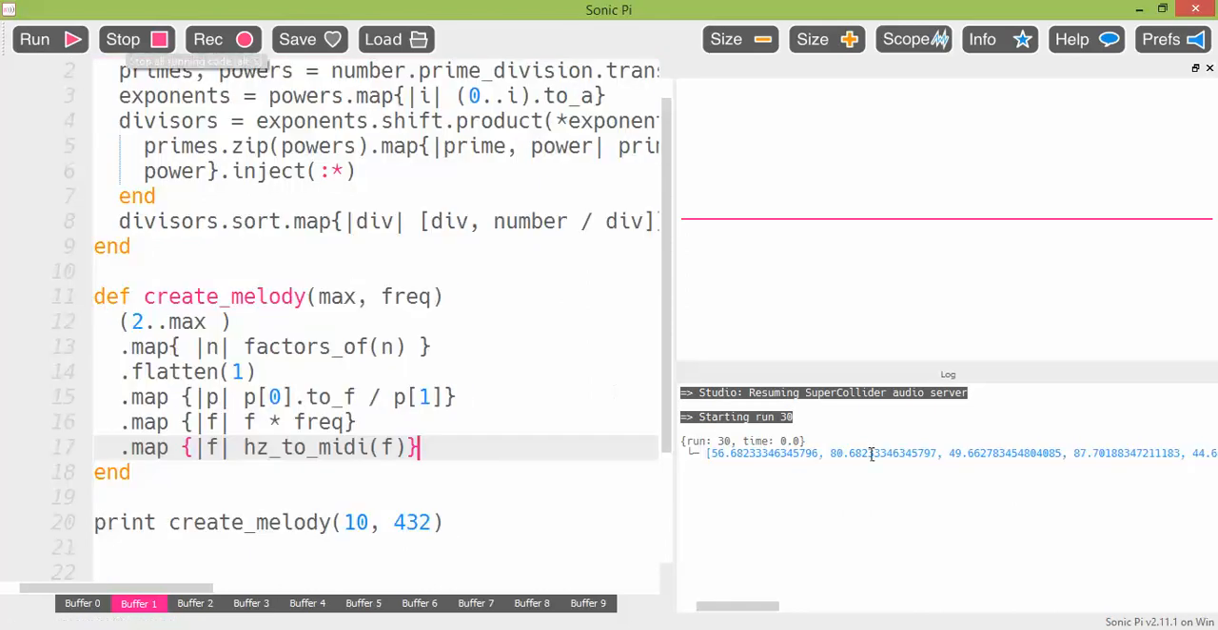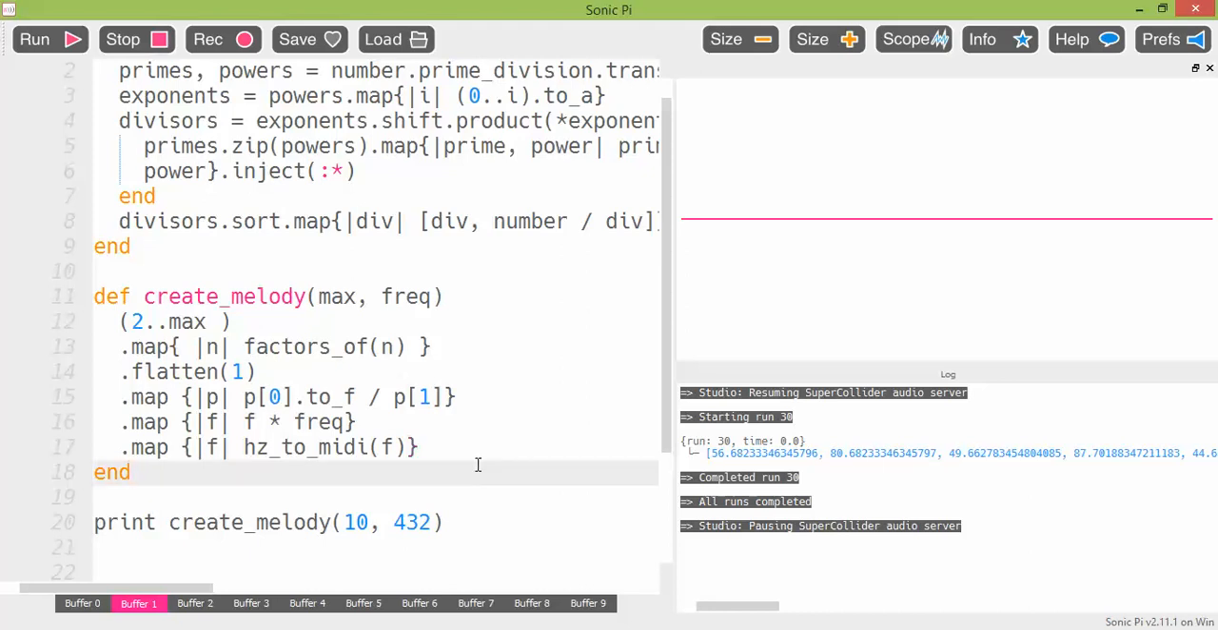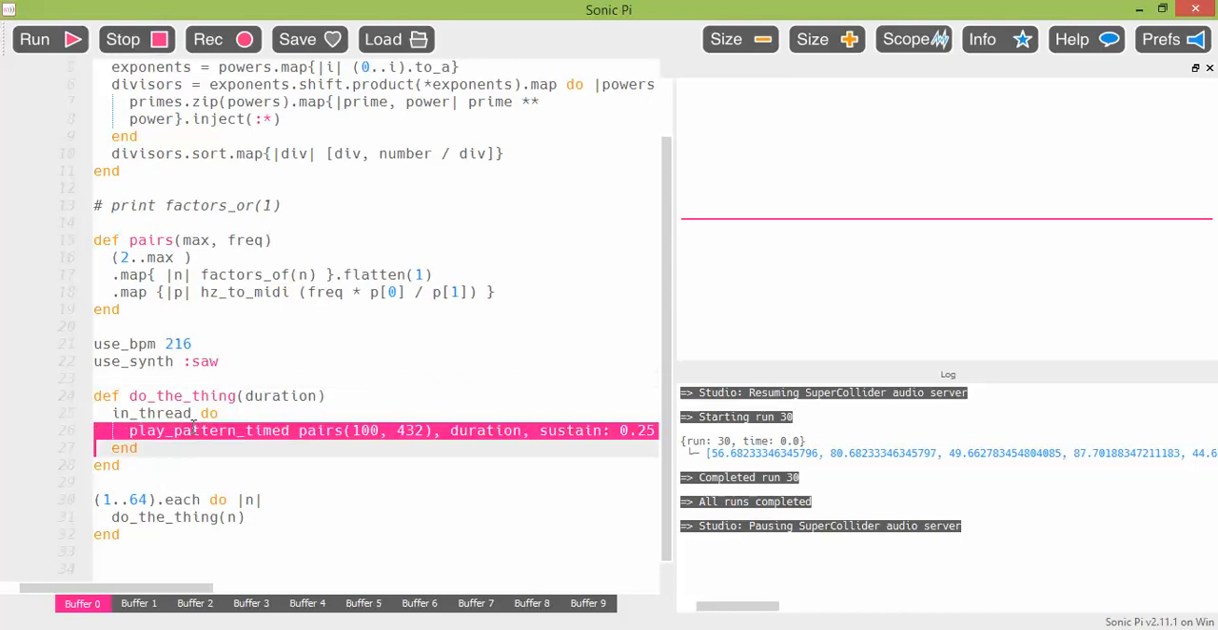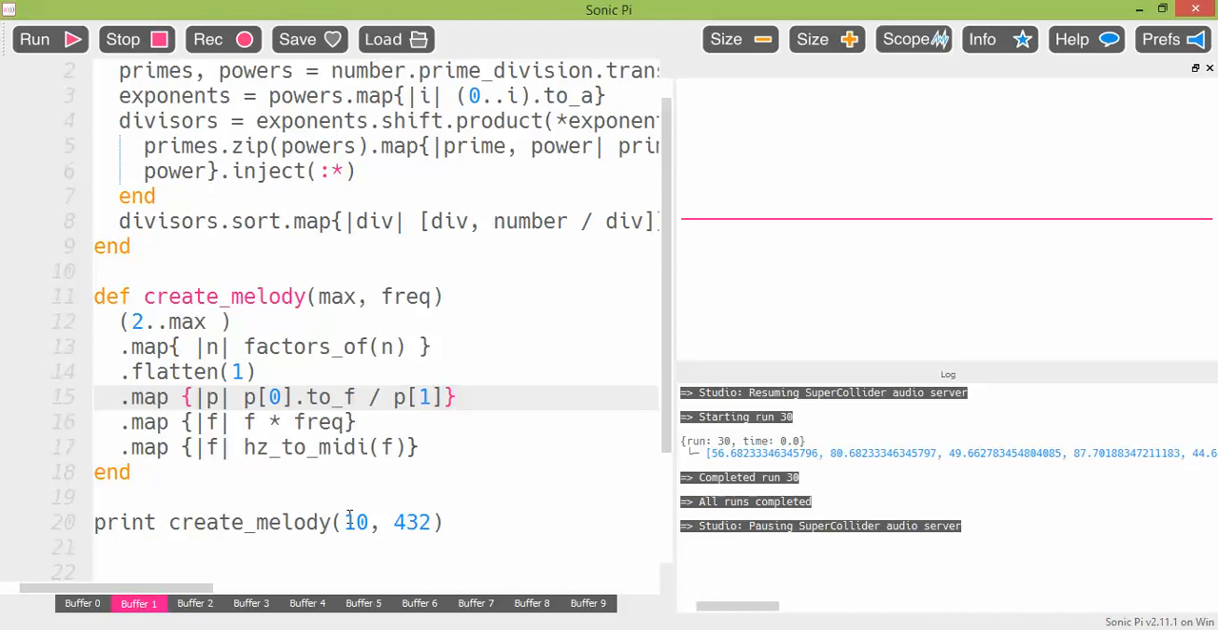So 56 point whatever, that's a MIDI note. 80 point whatever, that's a MIDI note. 49, etc. So MIDI note is just converting the frequency into a form that the computer can understand and deal with. Sometimes the computer can deal with frequency, but just in terms of how this exact Sonic Pi function works, if you want to use this play pattern thing, you give it MIDI numbers. It doesn't want frequencies. So there's a function that will take a frequency and convert it to a MIDI number for you, which we just use. Hertz to MIDI converts hertz to MIDI.